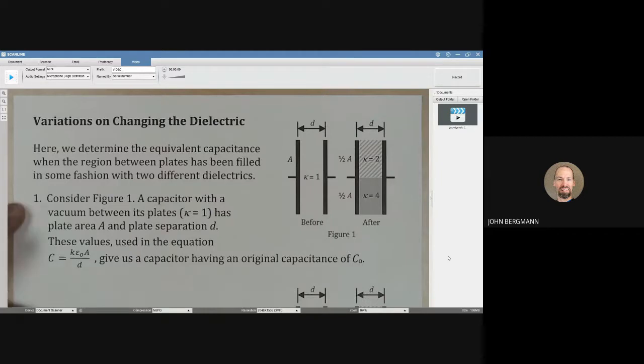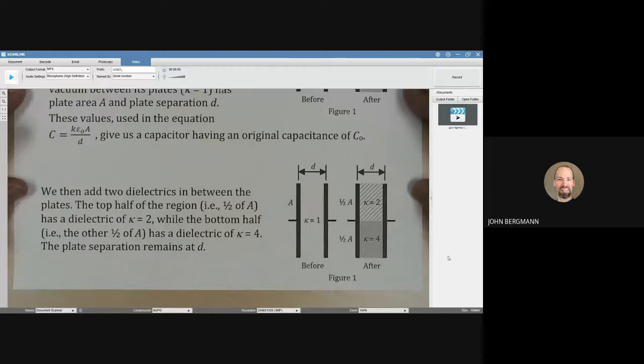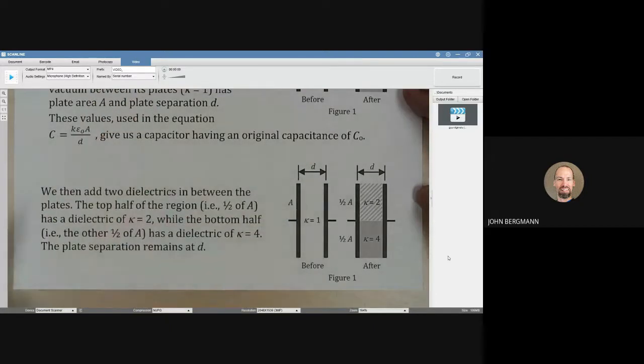So far, so good. We then add two dielectrics in between the plates. The top half of the region, i.e. 1/2 of the area, has a dielectric of K equals 2, while the bottom half, the other half of the area, has a dielectric of K equals 4. The plate separation remains at D. So that's what we're showing here. Here's the original case, and then we're going to put in two different dielectrics, one in the top half and one in the bottom half.